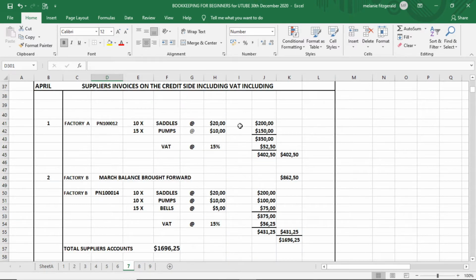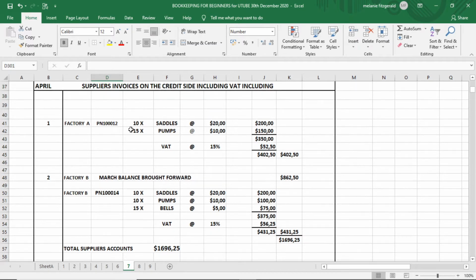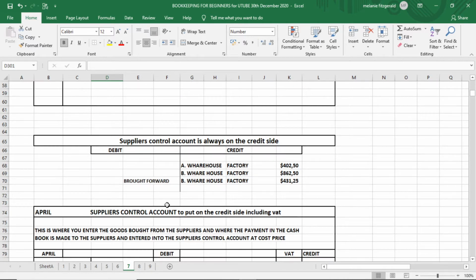All right, so this invoice here, this supplier's invoice on the credit side, including VAT, is the very same invoice we used in lesson six. Okay, so just remember that. Where we brought forward the balance from Factory B, we still owe that money to Factory B, and they issued an invoice for the balance that we still owe them. And we bought new stock from Factory A and Factory B. Remember that. So the total suppliers accounts is $1,696.25.